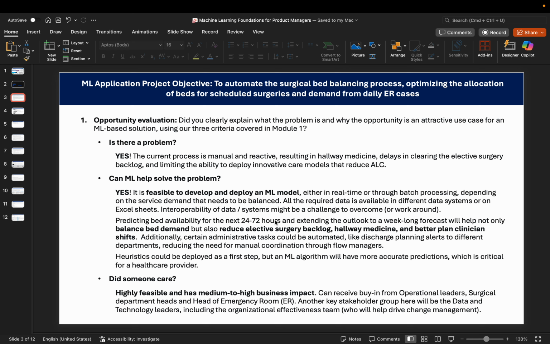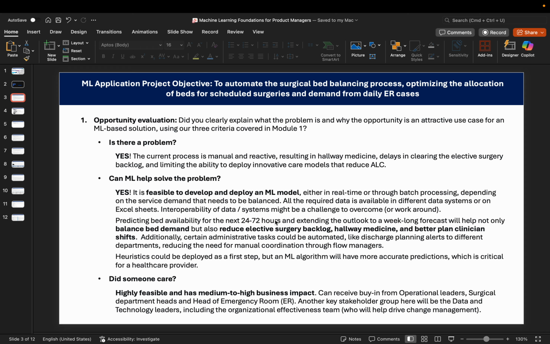The current process is manual and reactive, resulting in hallway medicine and delays in clearing the elective surgery backlog and limiting the ability to deploy innovative care models. And ML can be used to feasibly solve the problem and be deployed in a meaningful way, either through real time or batching process, depending on the service demands that need to be balanced. All, if not most, of the data should be available through different systems or Excel sheets. Interoperability will be a challenge to overcome, but can be worked around.